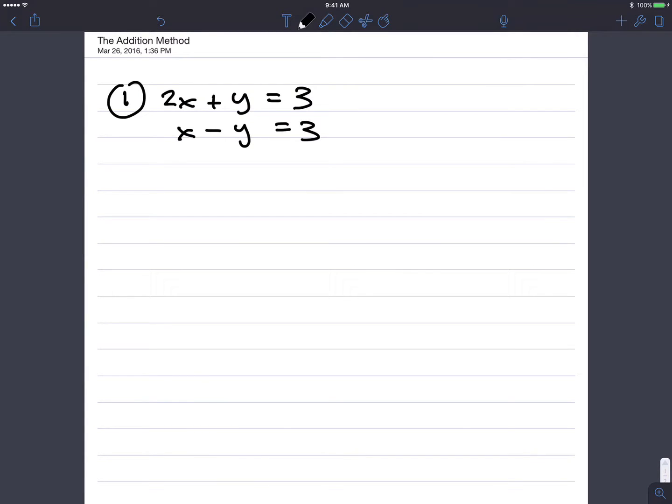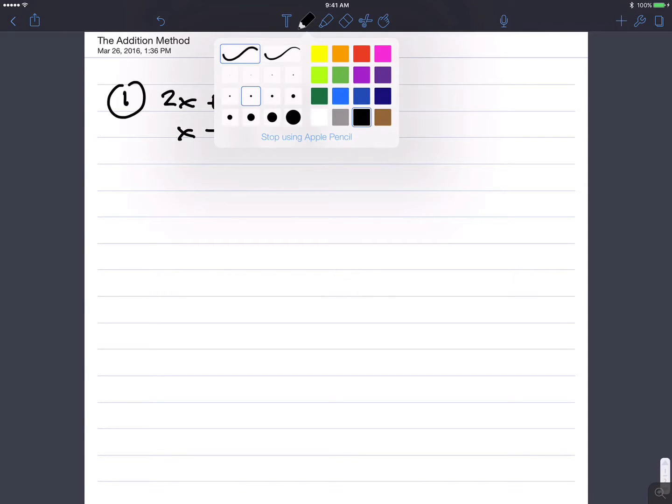This is the addition method from our homework. We're going to go over the odd problems. Let's recall a little bit about what the addition method actually is.